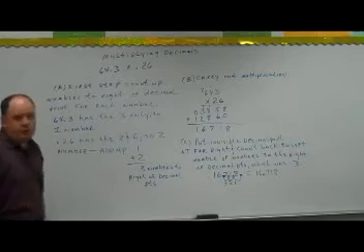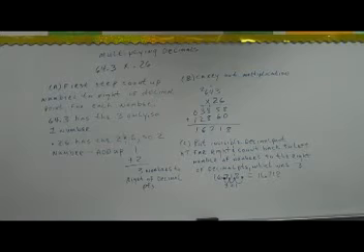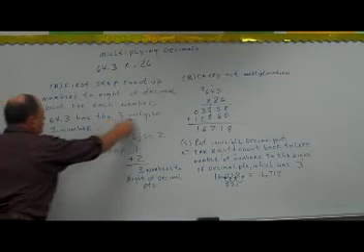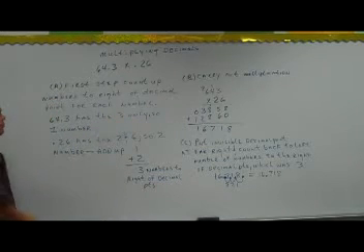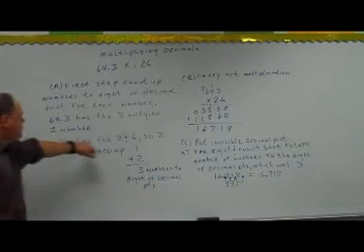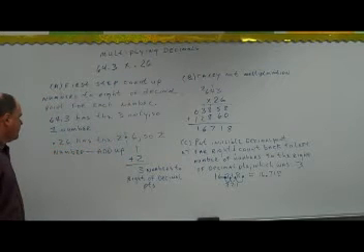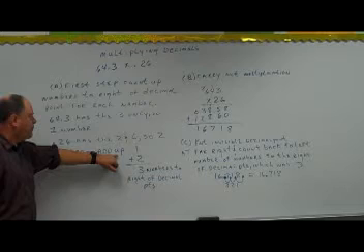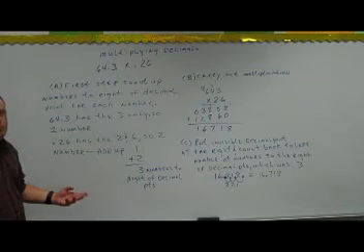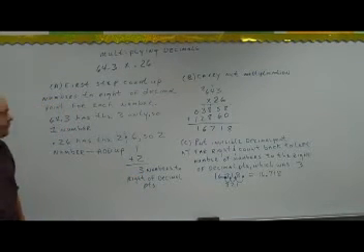Okay, multiplying decimals. For instance, the example 64.3 times 0.26. Now, your first step is to count the numbers to the right of the decimal point for each number. Now, 64.3 has the 3 only to the right of the decimal point, so it's one number. 0.26 has the 2 and the 6 to the right of the decimal point, so it has 2 numbers. Now, what you do is you add up the 1 and the 2, which represents the numbers to the right of the decimal point. So we have 3 numbers to the right of the decimal points.